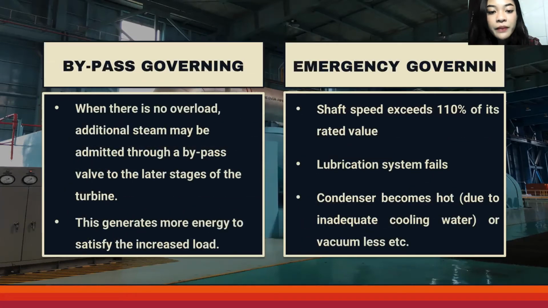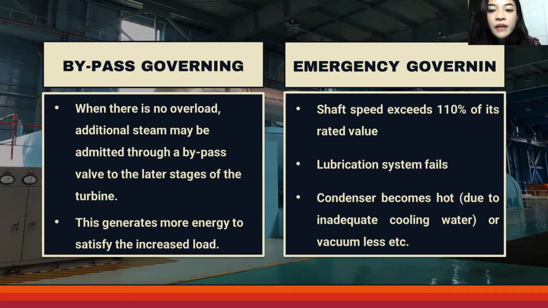Number 3, bypass governing. When there is no overload, additional steam may be admitted through a bypass valve to the latter stage of the turbine. They generate more energy to satisfy the increased load.